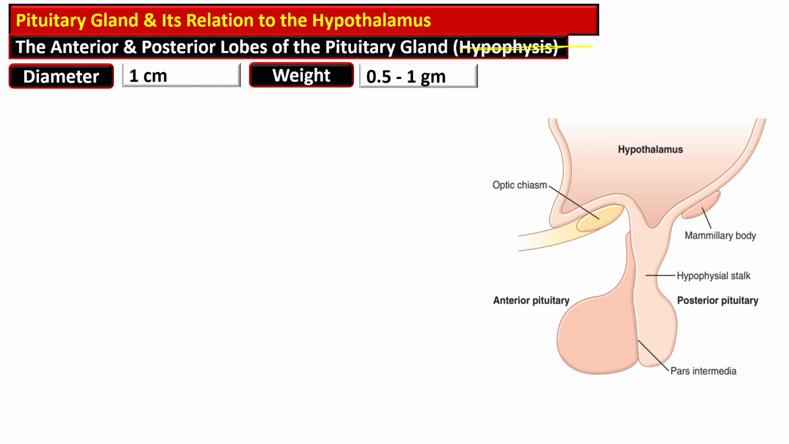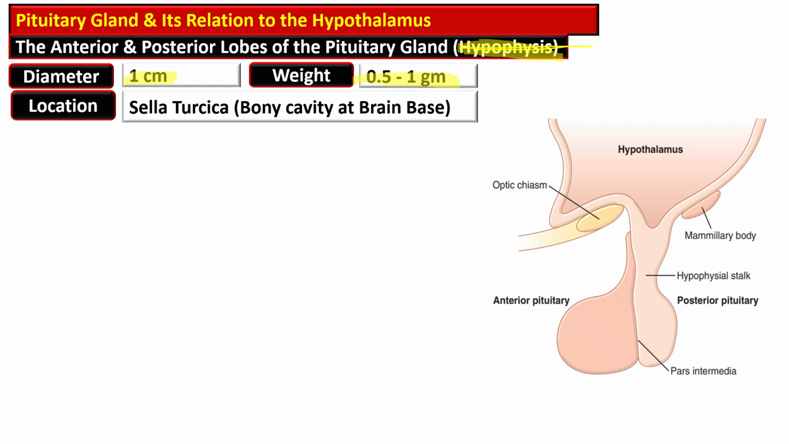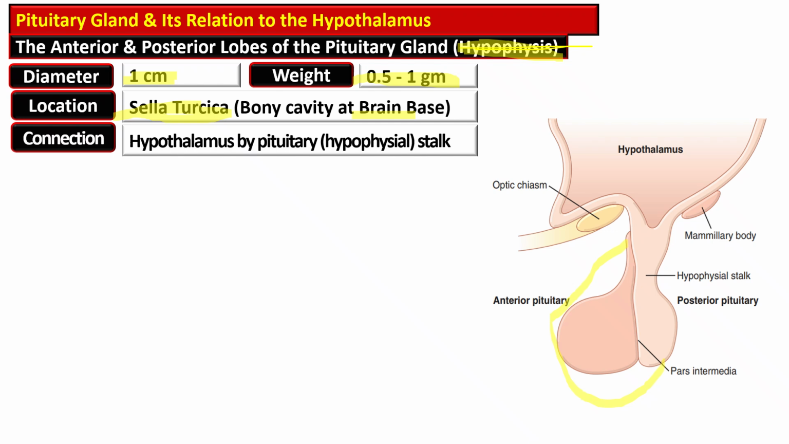This is a very small organ, with a diameter of about 1 centimeter and a weight of only about 0.5 to 1 gram. It is located within the sella turcica, the bony cavity at the base of the brain, and it is connected to the hypothalamus by the hypophyseal stalk.